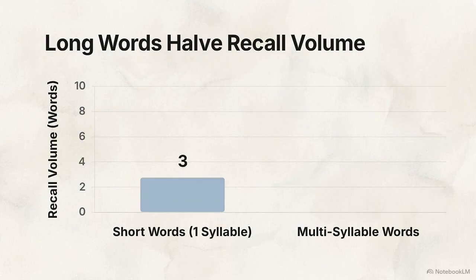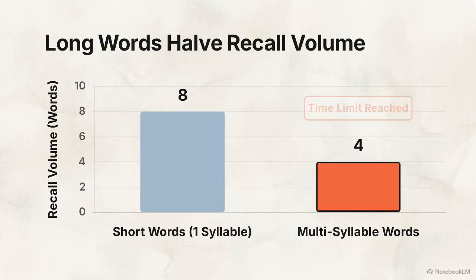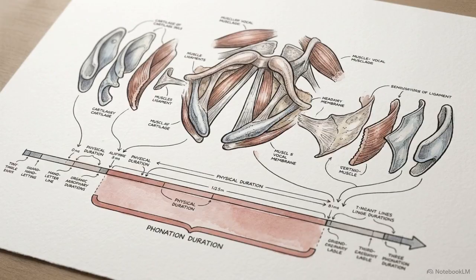Further research established the word length effect. Subjects remember fewer multisyllable words than short words because memory span is strictly limited by the physical time it takes to silently, subvocally repeat them.